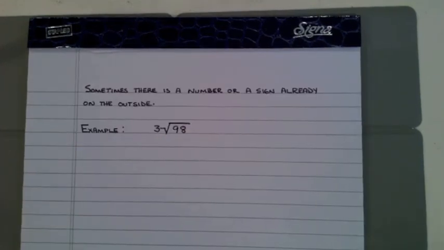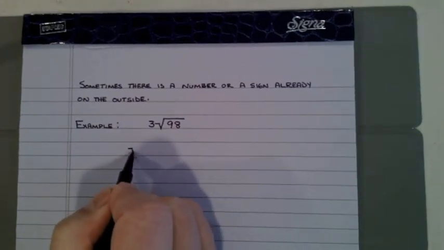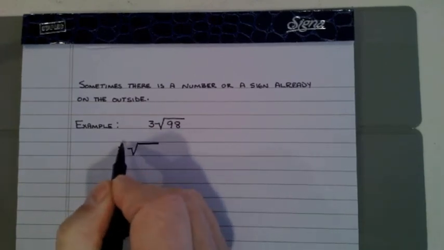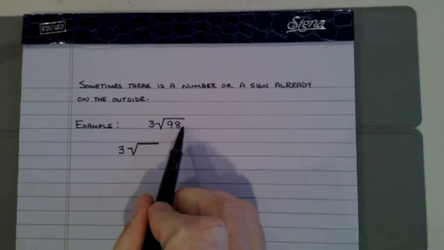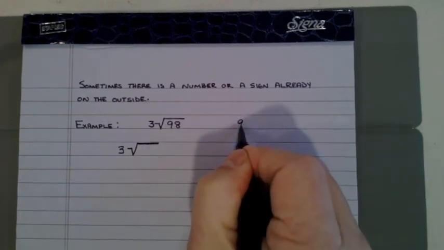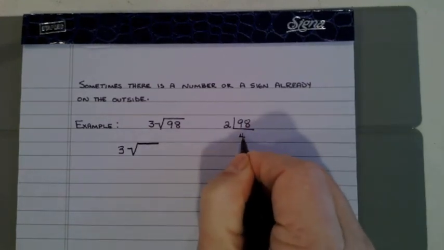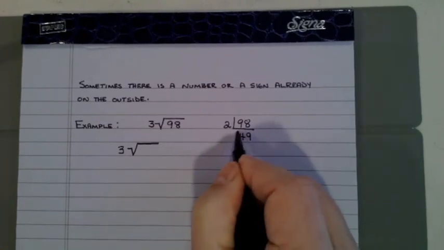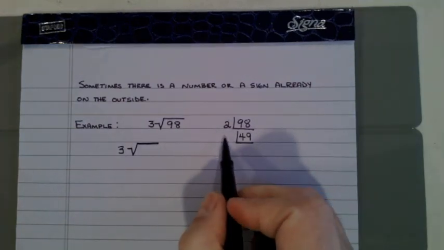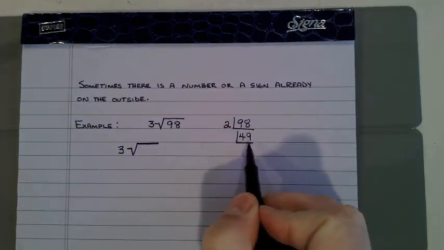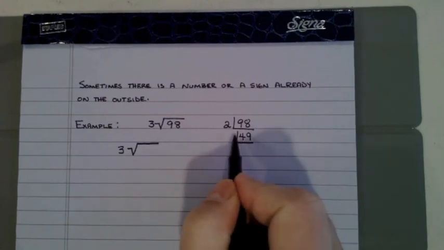Sometimes there is a number already on the outside of the radical symbol. So what we do is, we know we need to simplify this. We go ahead and put this 3 that's out there already. And then we start simplifying this part right here. 98, upside down division bar, 98 divided by 2, 49. 49 is not a prime number, so I'll find a prime number that will go into 49. 2 will no longer work, 3 will no longer work, 5 won't work, but 7 will.